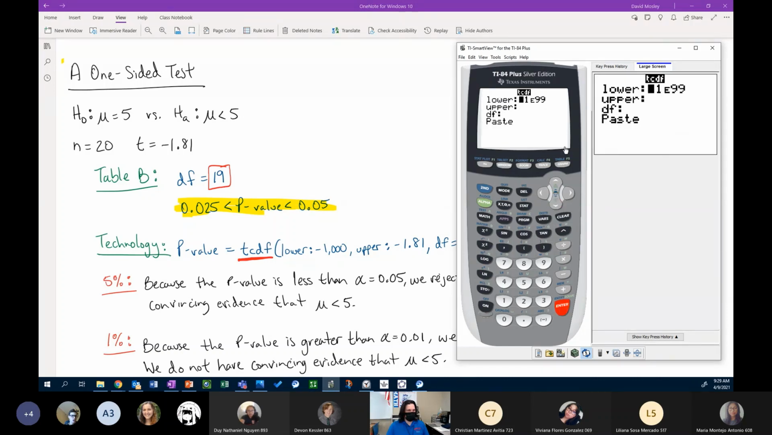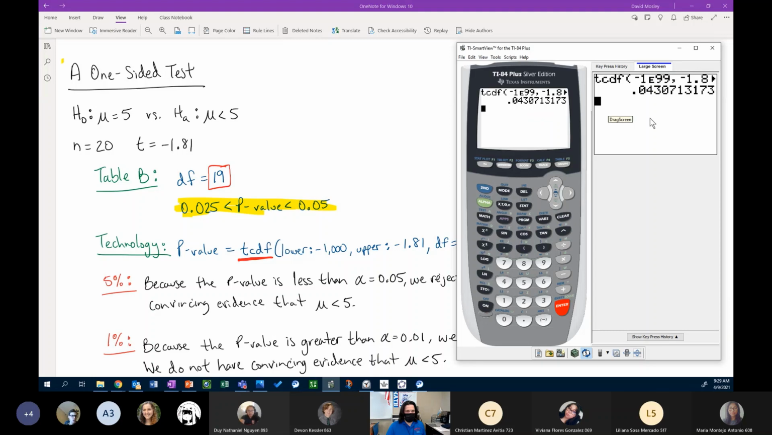We'll hit enter. On the lower bound, we just need a large negative number. For the upper bound, we can in fact use the negative value when using the calculator. So we'll put in negative 1.81, and our degrees of freedom was 19. That's all the information it needs. It is using our t distribution, okay? It already knows that that's the table it's referring to. We'll hit enter, we'll hit enter again, and we get 0.043.